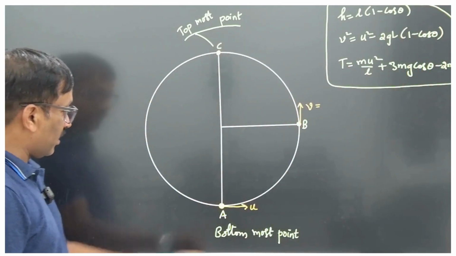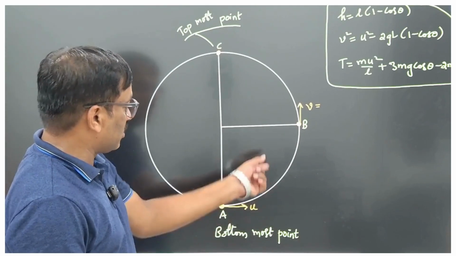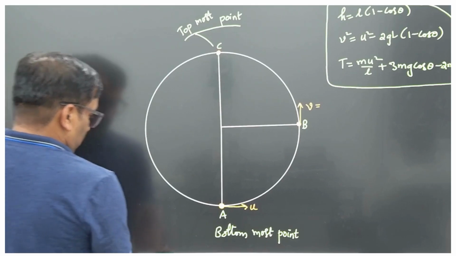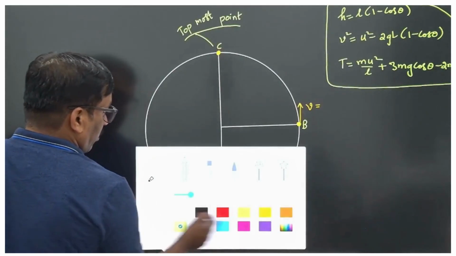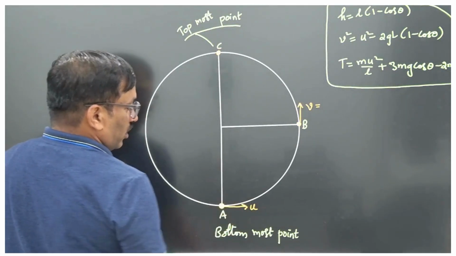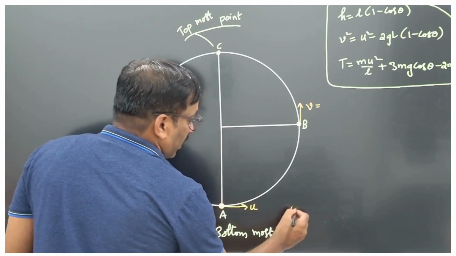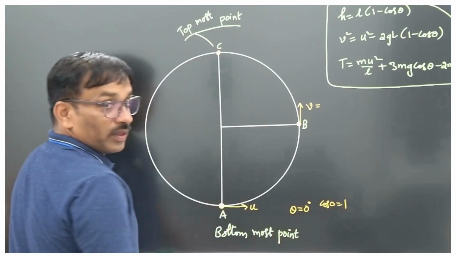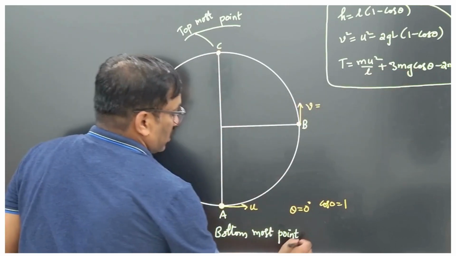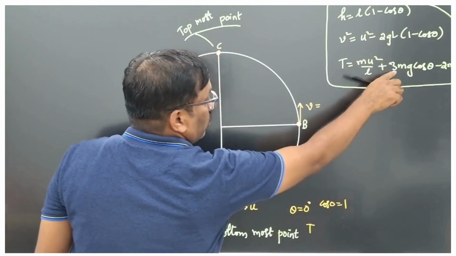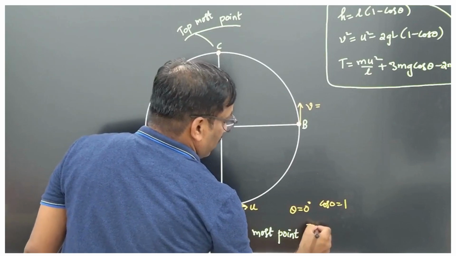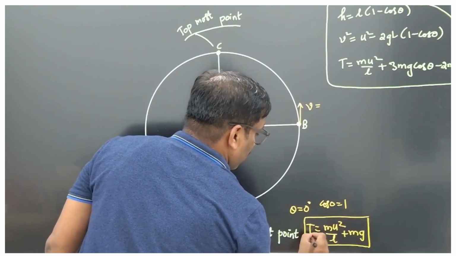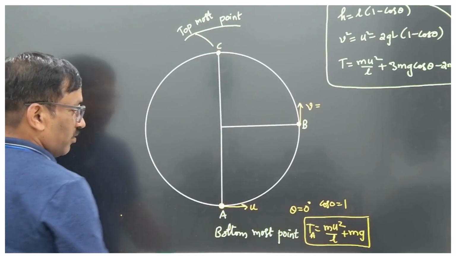Then we will calculate the tension at the bottommost point, and the velocity at the topmost point. Suppose at the bottommost point we are provided with velocity u. What will be the tension here? At the bottommost point theta is equal to 0, which means cos 0 is equal to 1. Substituting cos theta as 1, 3mg minus 2mg gives mg. So mu square by L plus mg is the tension at the bottommost point. This will be the tension which is maximum.